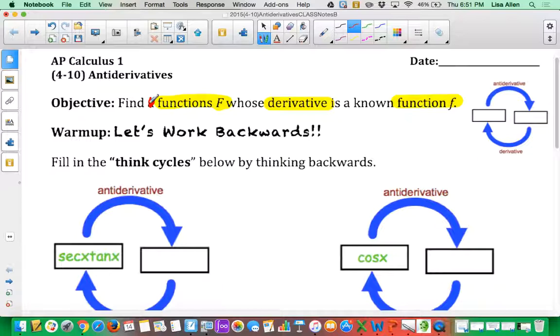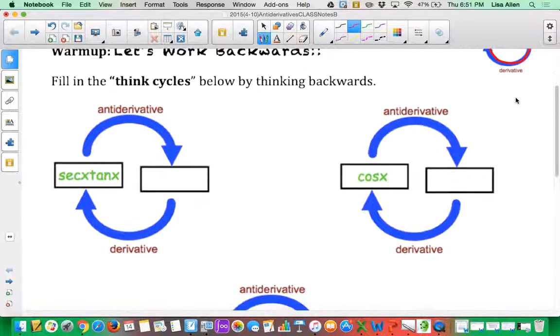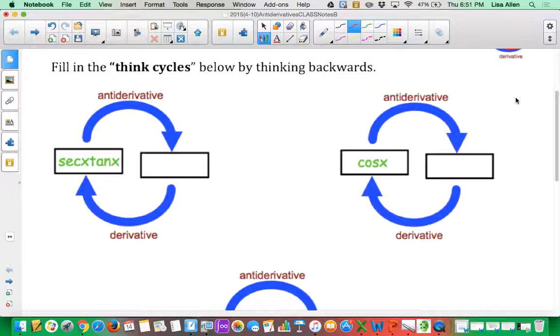So we use a think cycle. If we're going to find antiderivatives, it's kind of reversing the process. So if I want to find the antiderivative of something, then whatever that something is, if I take the derivative of it, I'll get to this side. So we're going to just reverse the process. Fill in the think cycles below by thinking backwards. If I'm going to look for an antiderivative of secant tan x, then whatever it is, if I take the derivative, it'll be secant tan x.